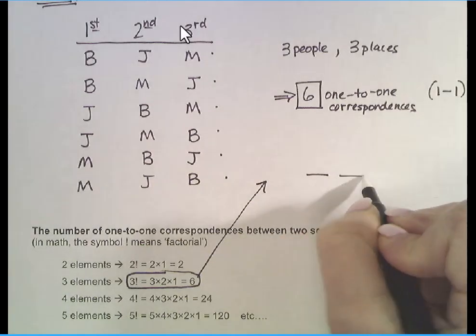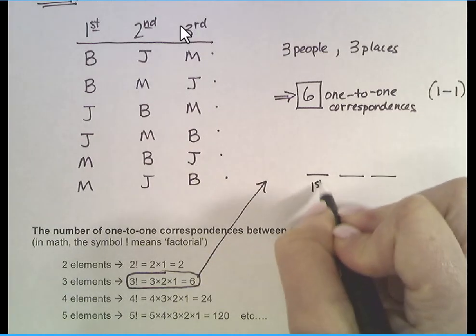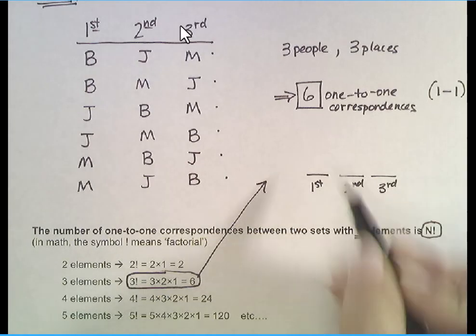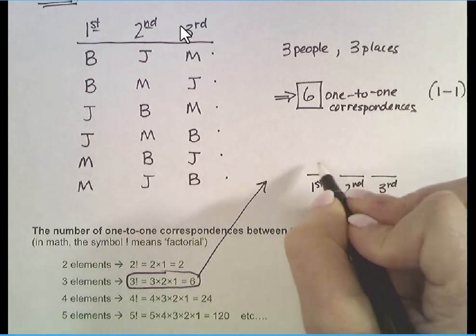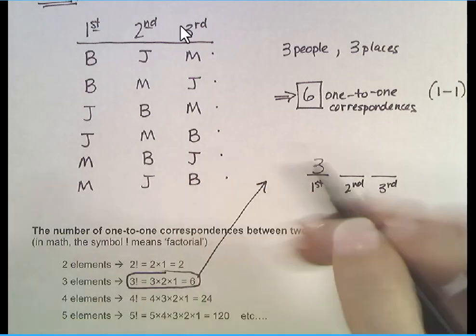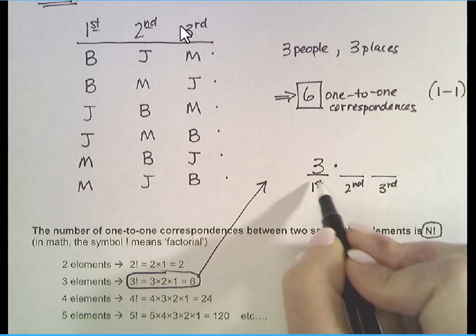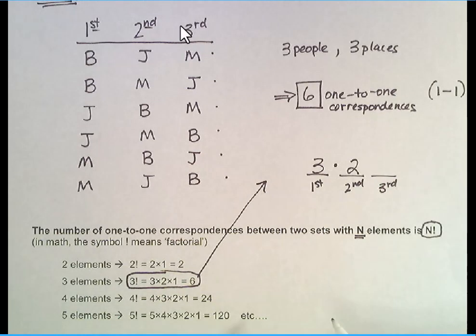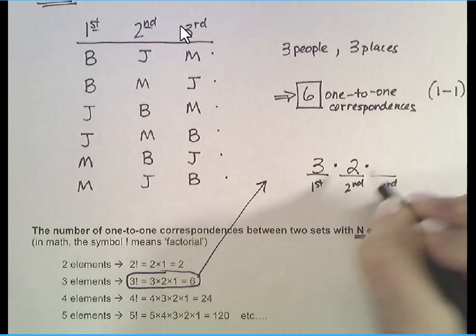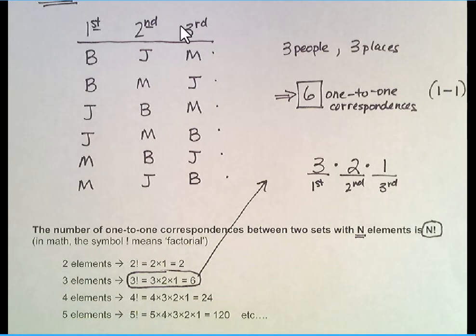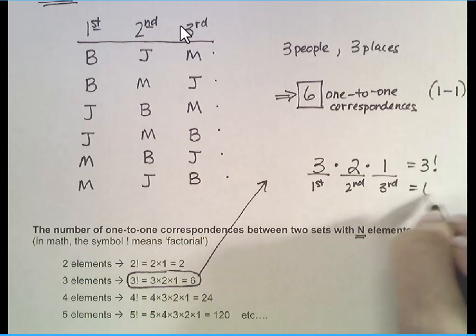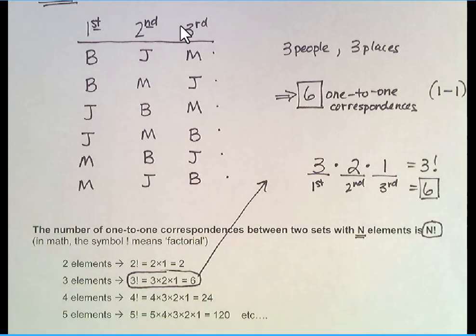And the reason why it works, if this is first place, second place, and third place, how many choices do we have for who gets first place? Well, we have 3. It's either Bob, Jane, or Mary. After someone is assigned first place, there's only 2 people that could fit in second place. And then once you choose a person for second place, there's only 1 person left to go in that last slot. And that is exactly what 3 factorial is, and that's what 6 is.